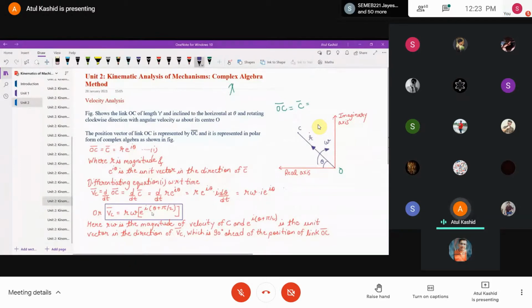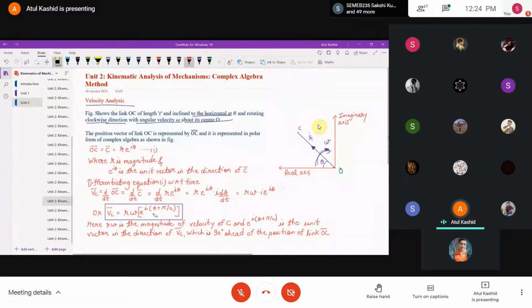Now we are doing the velocity analysis, right? The figure shows the link OC of length R, inclined to the horizontal at theta and rotating in the clockwise direction. I told you anti-clockwise, so just one correction: clockwise direction with angular velocity omega about its center O, right? So this link OC is rotating in the clockwise direction with angular velocity omega about its center O. Now to derive the velocity equation, we need to differentiate this equation.